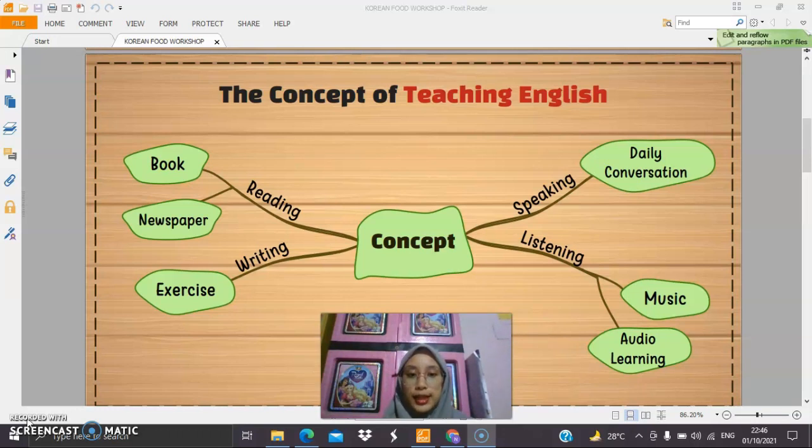And the fourth is writing. Writing can help young learners to remember vocabularies because when we write, we know how to write the word. What are the letters that make up the word? So that we can memorize each letter and reduce the causes of typos.